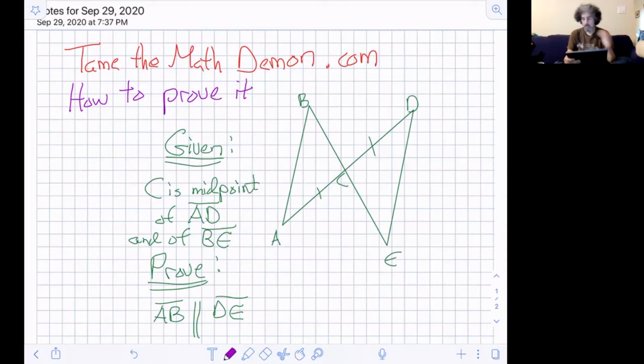We're given that C right here is the midpoint of AD, and it's also the midpoint of BE. And from just that information, we should be able to prove that AB is parallel to DE. How to do it? I'm going to walk you through a decent strategy for handling geometric proofs, and it basically consists of two things: start at the beginning and start at the end. I'll show you what I mean.